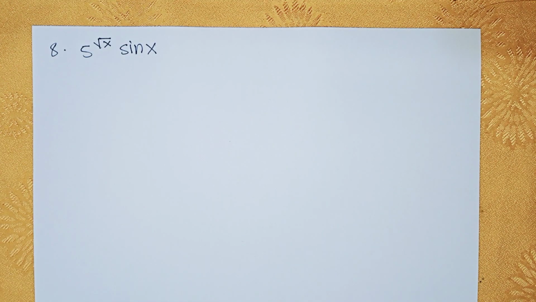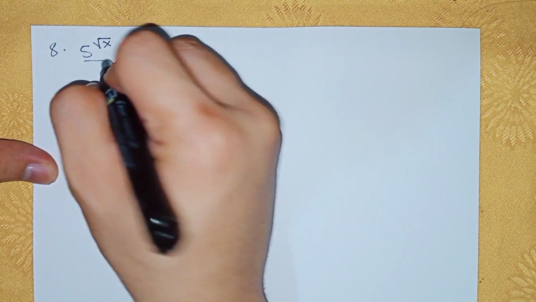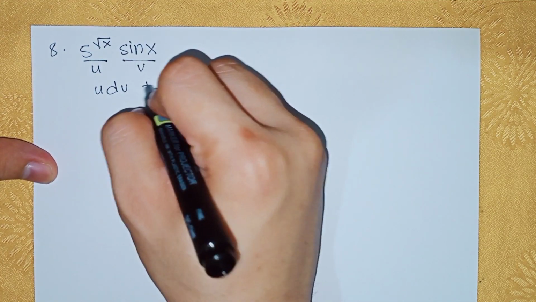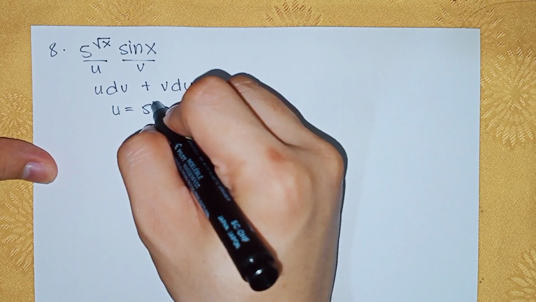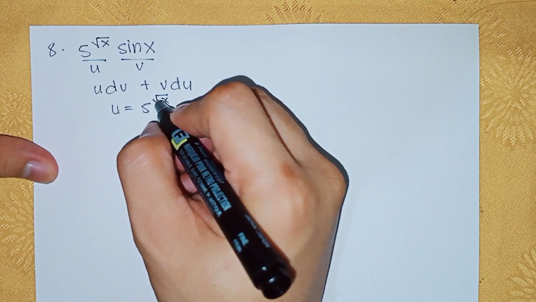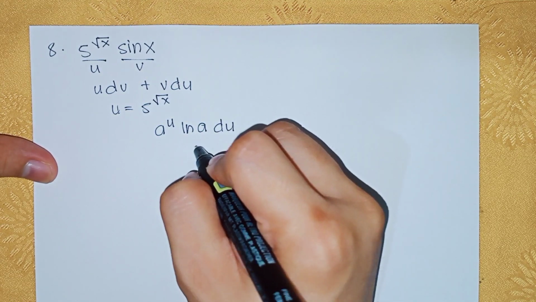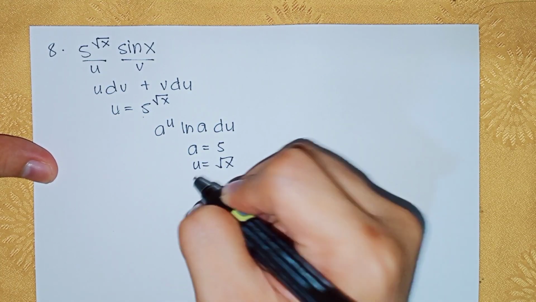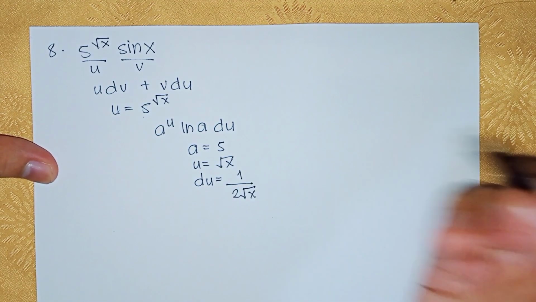Example number 8. So, hanapin natin yung derivative ng 5 raised to square root of x times sin x. So, derivative ng product ng dalawang function. So, yan ay product rule. So, u dv plus v du, di ba? So, ang u natin, itong 5 raised to square root of x. Okay? So, ano ba yung derivative ng 5 raised to square root of x? So, ang derivative niyan ay a^u ln a du, di ba? So, ang a natin dyan, itong 5. Tapos, ang u natin ay yung square root of x. So, derivative ng square root of x ay 1 over 2 square root of x, di ba?